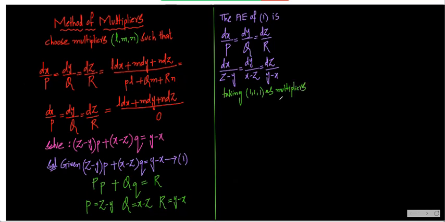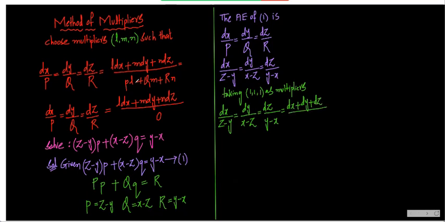So if I choose these multipliers, what happened? You see, this is the method we have to apply now. dx upon z minus y is equal to dy upon x minus z is equal to dz upon y minus x is equal to, now our multiplier values are 1, 1, 1. Substitute here. If L is 1, it becomes dx. If M is 1, it becomes dy. If N is 1, it becomes dz.